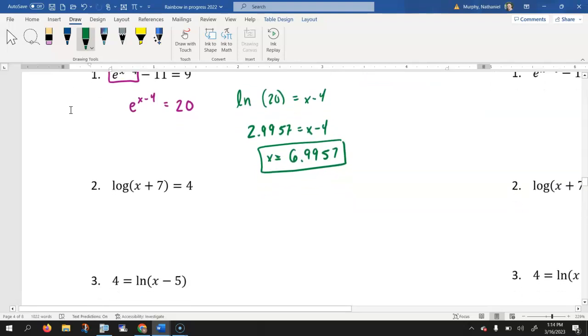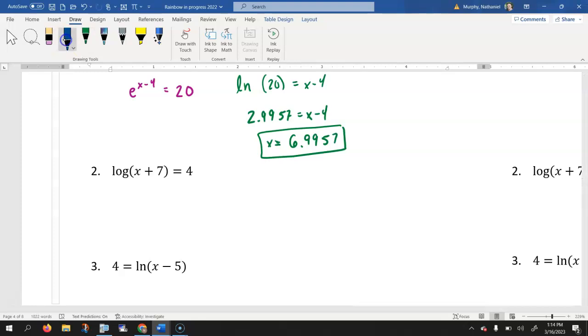All right, let's look at the next one. So here we have something that's already in logarithm form. And it's a common log. Our base is 10. So remember we talked about changing the form it's in if you're ever stuck. So we change this to exponential form. So when you do that, we get x plus 7 equals 10 to the 4th power.